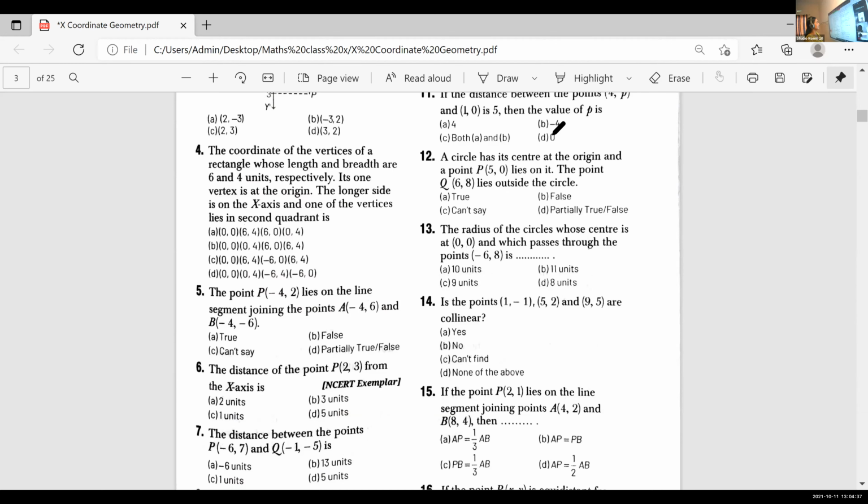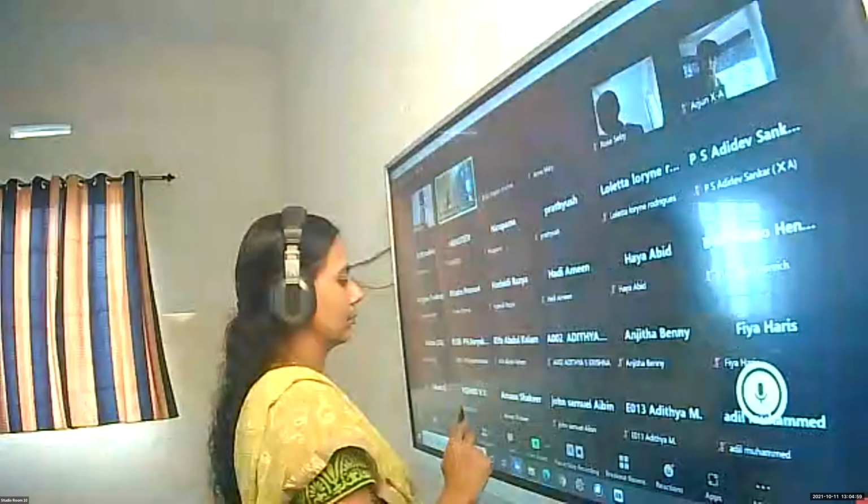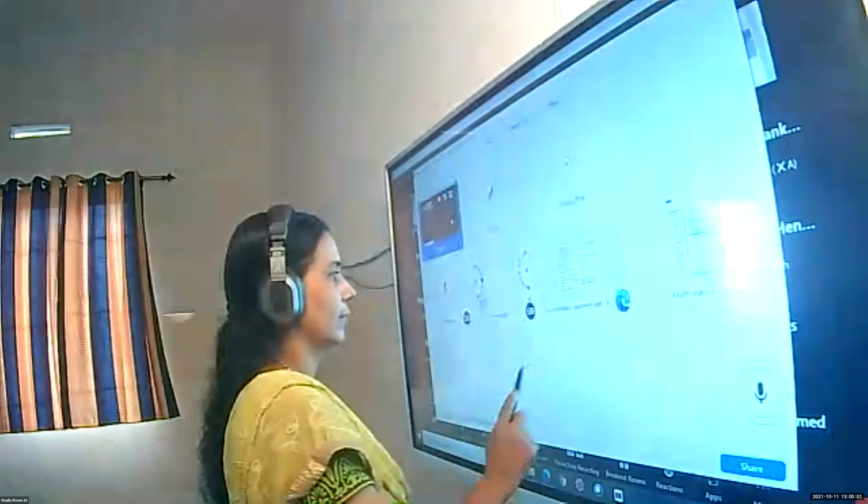How to do this? Note the question. A circle has the center at origin. Point P 5, 0 lies on it. The point 6, 8 lies outside the circle. True, false, or not? How to do this?